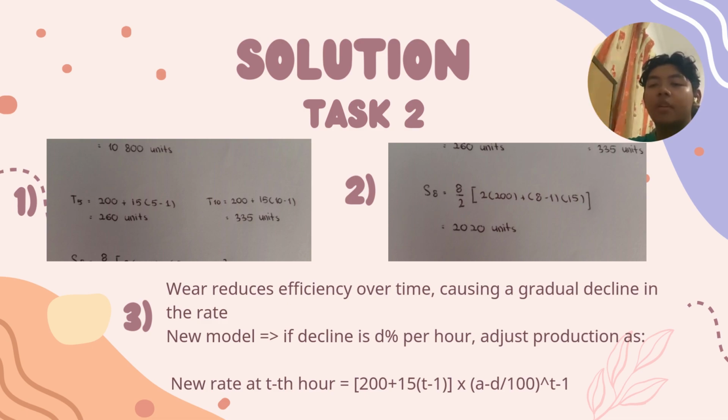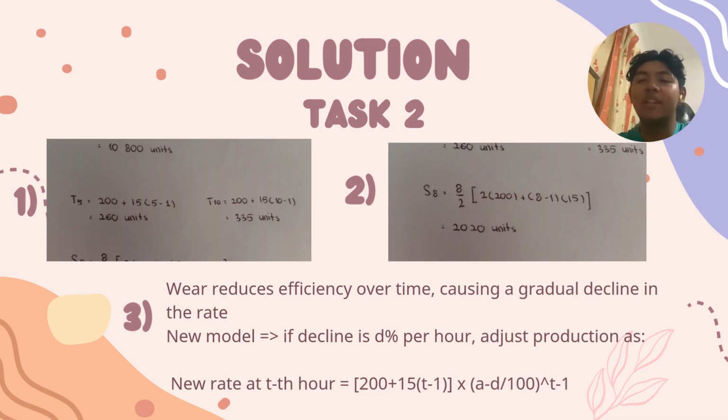And number 3, where machine wear reduces efficiency over time, causing a gradual decline in the rate. New model: if the decline is d% per hour, adjust production as the new rate at the t-th hour equals 200 plus 15 times (t minus 1), times (1 minus d over 100) to the power of t minus 1.